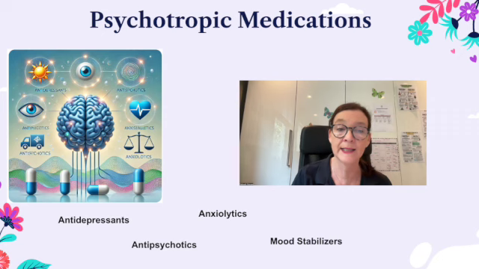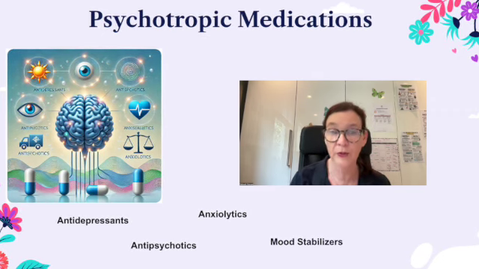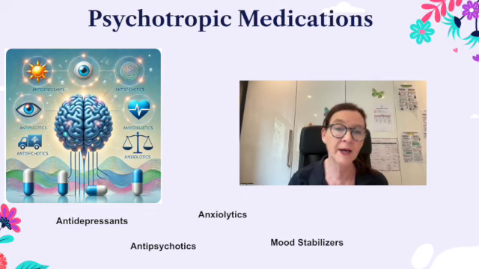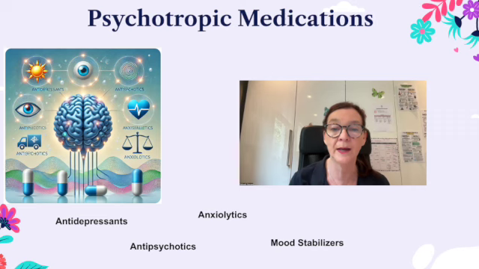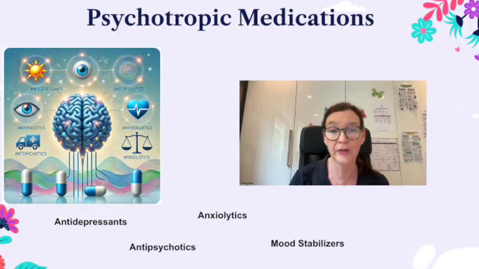The next one is antipsychotics, used to treat schizophrenia and other psychotic disorders, which involve symptoms like hallucinations or delusions. These medications help reduce psychosis and bring a person closer to reality. For example, Risperdal or Thorazine.